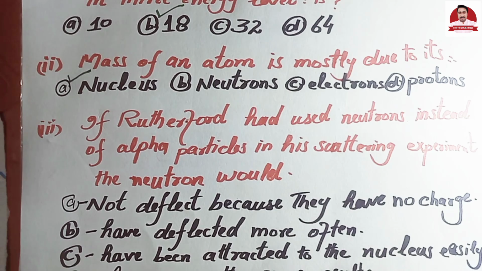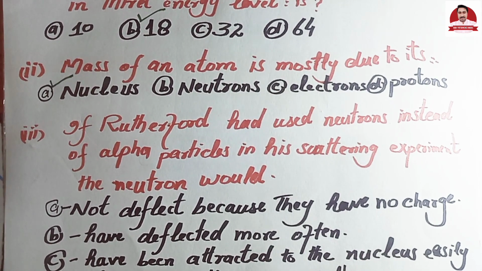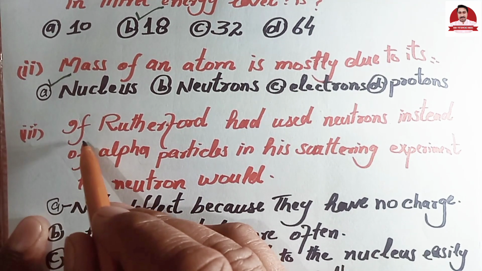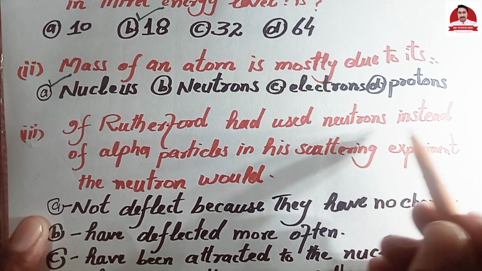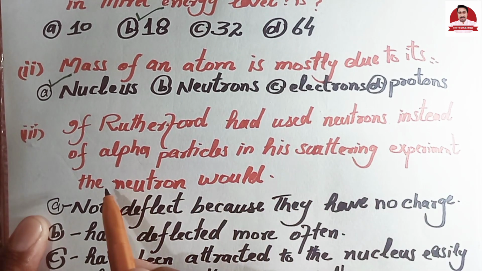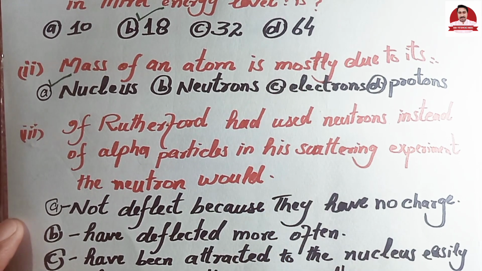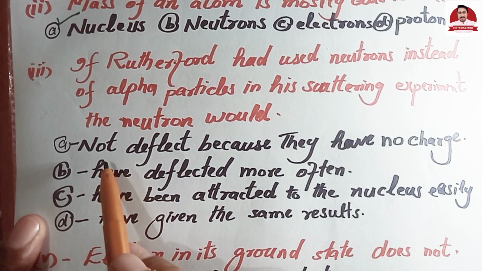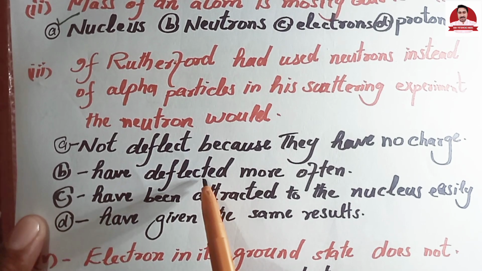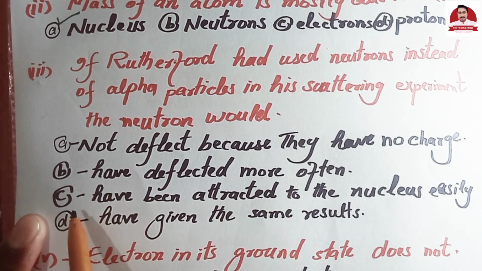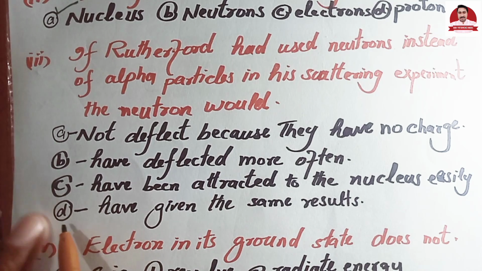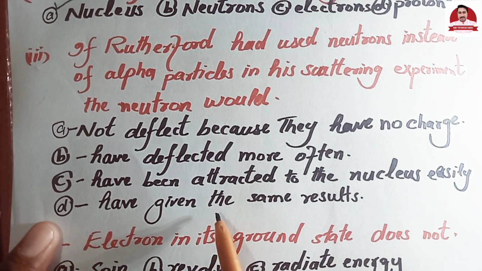Next, question number 3. If Rutherford had used neutrons instead of alpha particles in a scattering experiment, the neutrons would: option A, not deflect because they have no charge; option B, have deflected more often; option C, have been attracted to the nucleus easily; and option D, have given the same result.